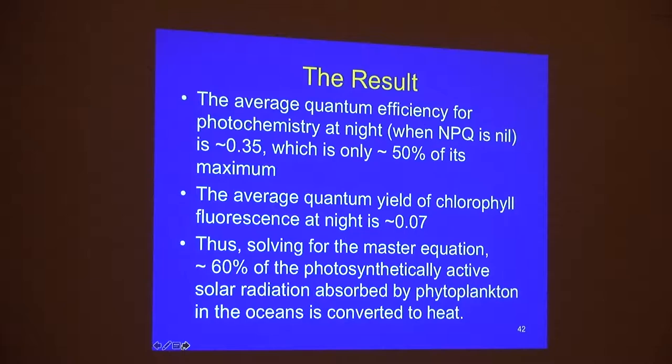On land, it's just the opposite. 65% is photochemistry. About 3% is fluorescence. So this would be 65 plus about 0.03. That's 68, 70. Which means only about 30% of the energy is dissipated as heat in the leaf. And I'm not going to go into all of this. You've seen these maps many, many times.